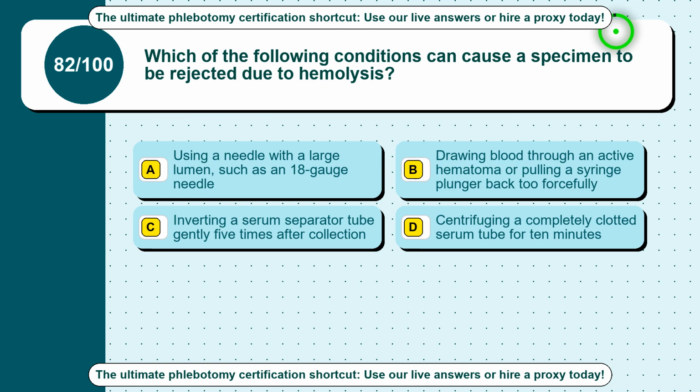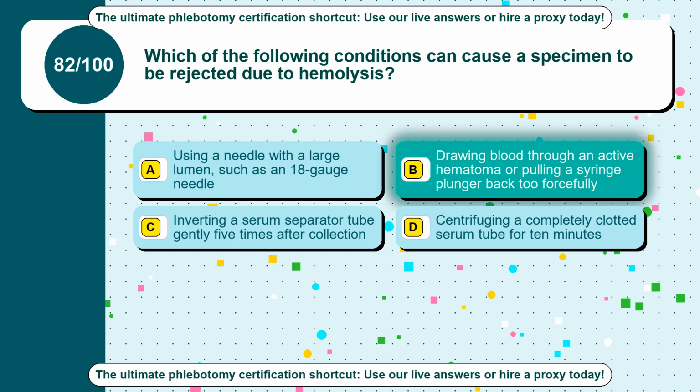Question 82. Which of the following conditions can cause a specimen to be rejected due to hemolysis? Option A, using a needle with a large lumen, such as an 18-gauge needle. Option B, drawing blood through an active hematoma or pulling a syringe plunger back too forcefully. Option C, inverting a serum separator tube gently 5 times after collection. Option D, centrifuging a completely clotted serum tube for 10 minutes.